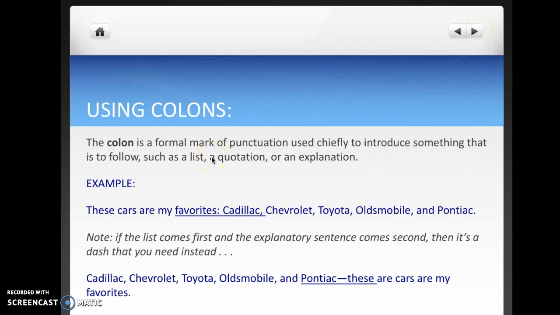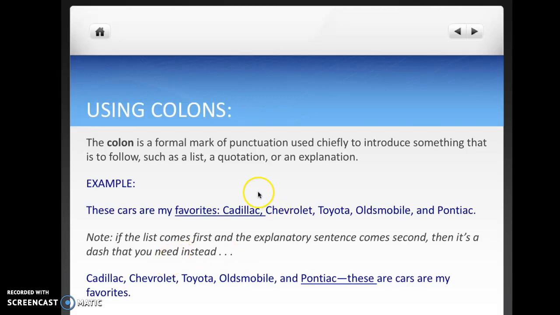So using colons, you're going to want to play with this. It's a great thing to practice in your writing if you don't already. The colon is a formal part of punctuation used chiefly to introduce something that is to follow, such as a list, a quotation, or an explanation. An example would be, these cars are my favorites: Cadillac, Chevrolet, Toyota, Oldsmobile, and Pontiac. And if the list comes first and the explanatory sentence comes second, then it's a dash that you need instead.